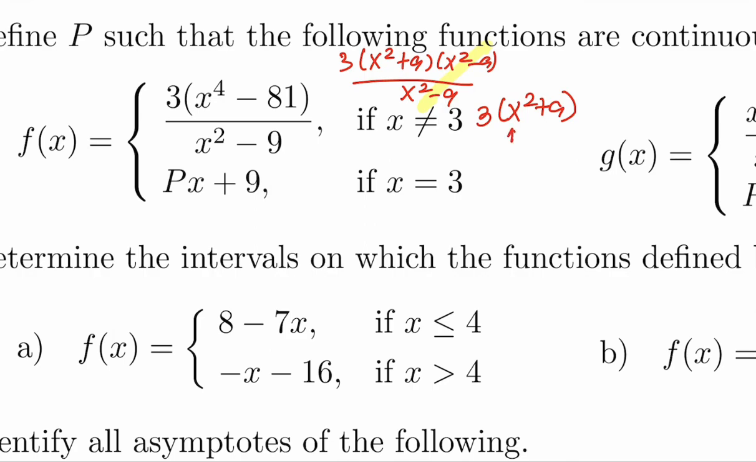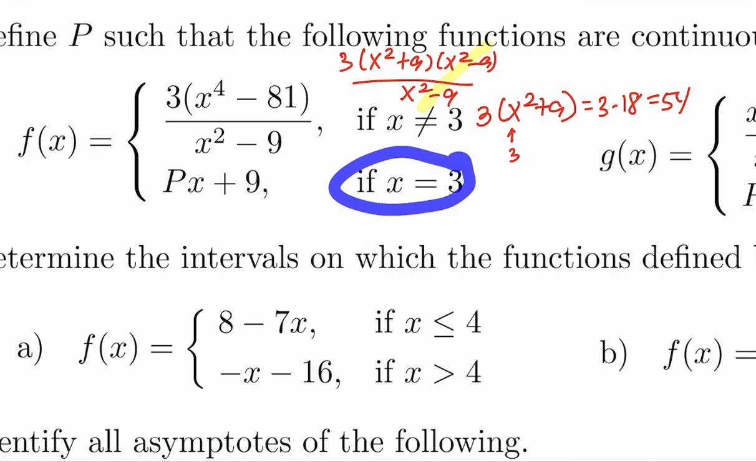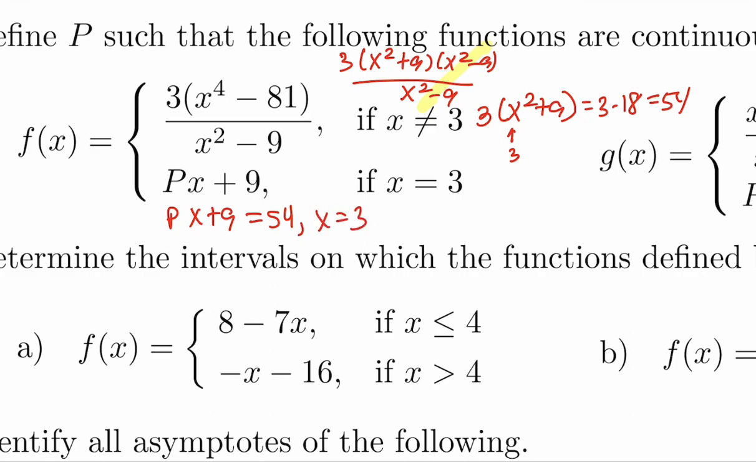So if you stick 3 into this, you get 9 plus 9 is 18, and 3 times 18 is 54. So what we want is we want this to plug the hole at 54. Okay, so how do we do that? Well, we know that px plus 9, we want that to equal 54 when x equals 3. We don't care about any other point. We only care about what's happening at 3.